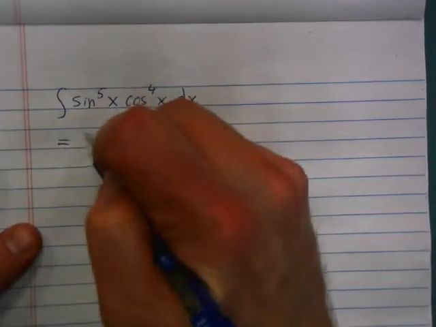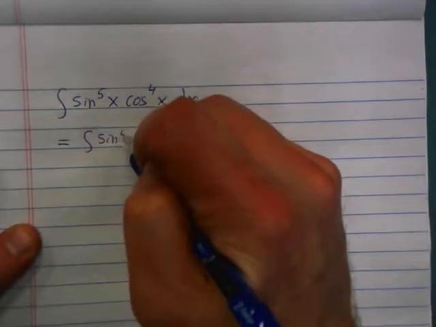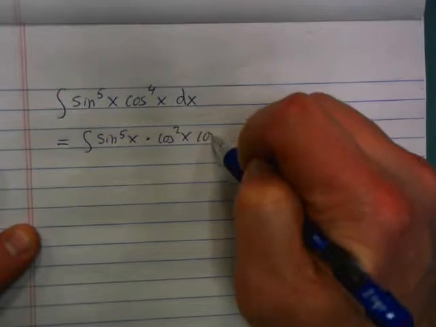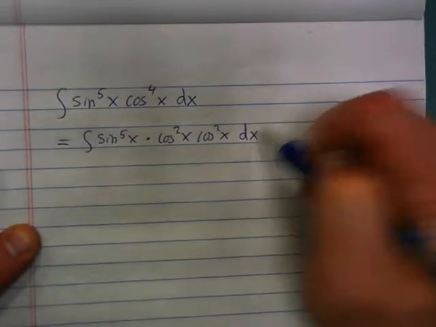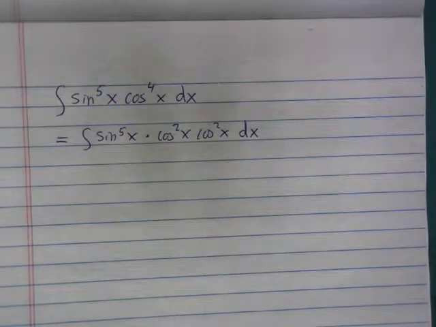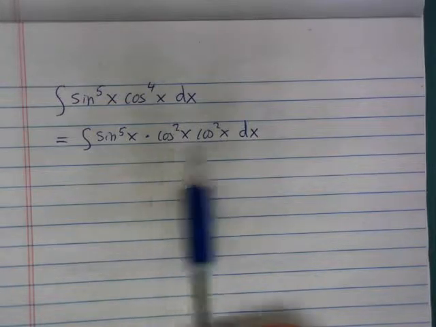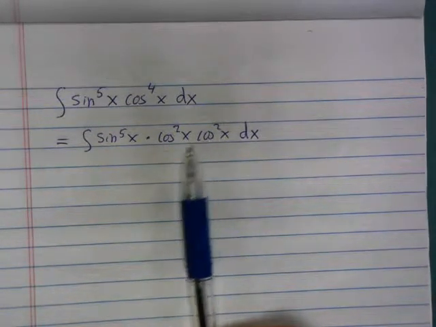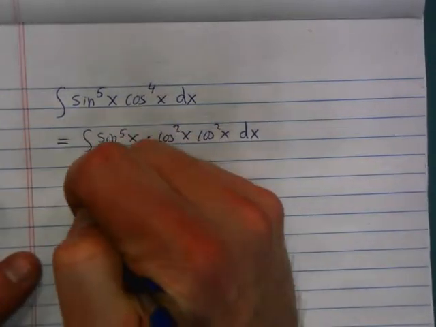Could I write this as integral sine to the fifth x, and then write this one as cosine squared x cosine squared x? This is not going to work. Can I do that? Yes, I can. And then what am I going to do with cosine squared? 1 minus sine squared. Should I do it for both of them? It doesn't matter what you get wrong either. It doesn't matter because it's not going to work either way.